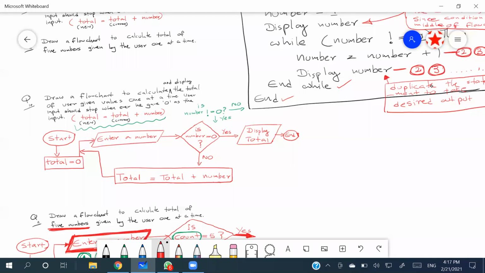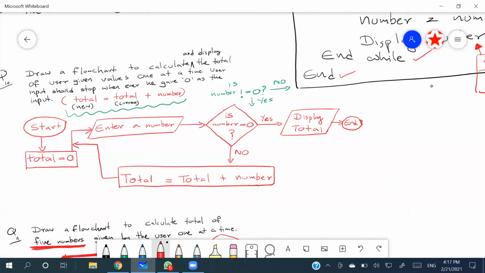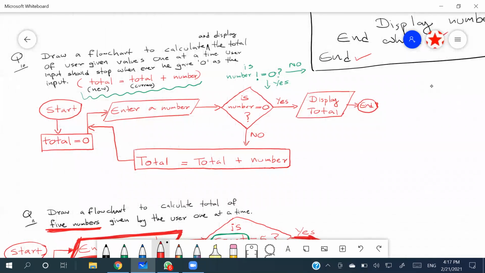the flow chart is right over here, right? So the question is to draw the flow chart to calculate and display the total of user given values one at a time. User input should stop whenever he gives 0 as the input, and the program should end. So we have drawn the flow chart, and now we are going to write the pseudocode, right?